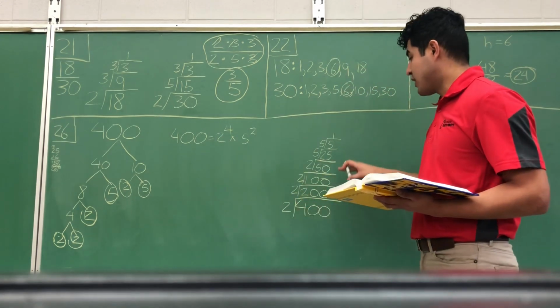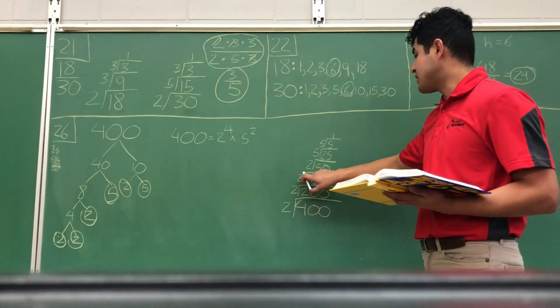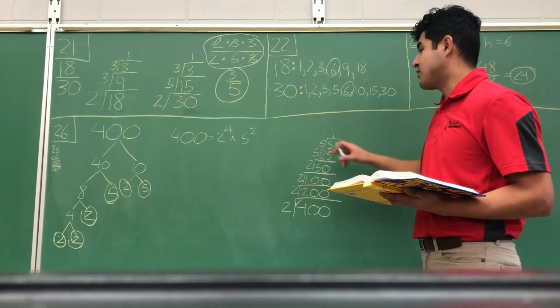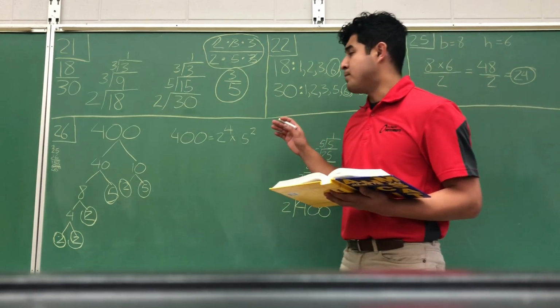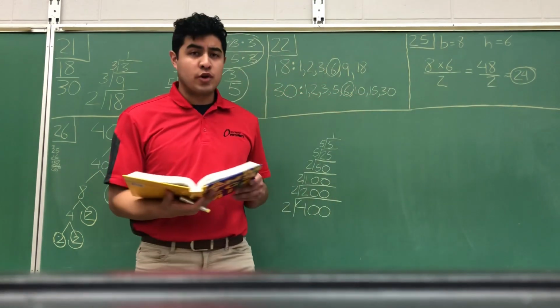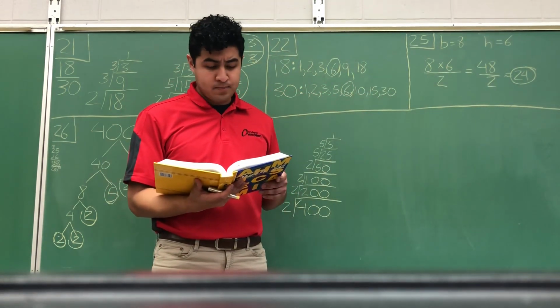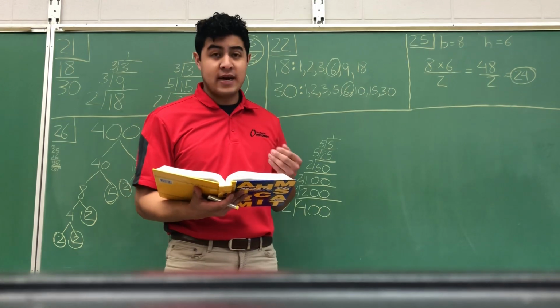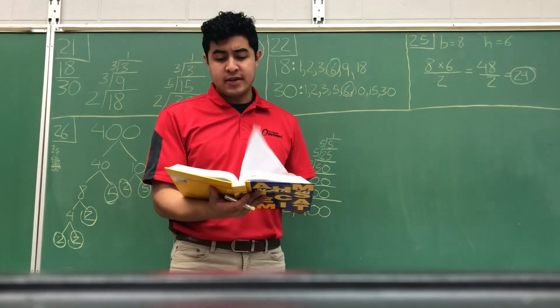You could do it this way as well. You see the same thing, 2 times 2 times 2 times 2, and 5 times 5, okay? And that's it for problem number 26. Make sure you guys do all the work in problem set 74. You should have all 30 problems all done.